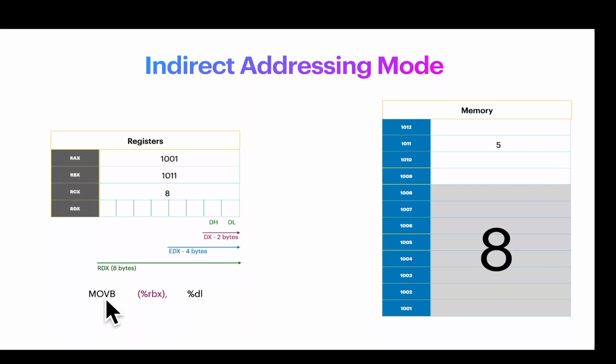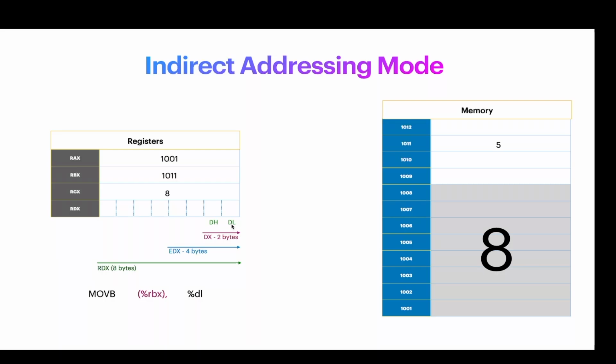So in this case, we are moving a byte. Move B, RBX inside the parenthesis, to DL. So what this instruction does is, go to RBX. RBX stores 1001. Consider RBX as a memory address and go peek into that memory address. So we'll go to 1011 and peek into it. It has number 5. And then move that to DL.